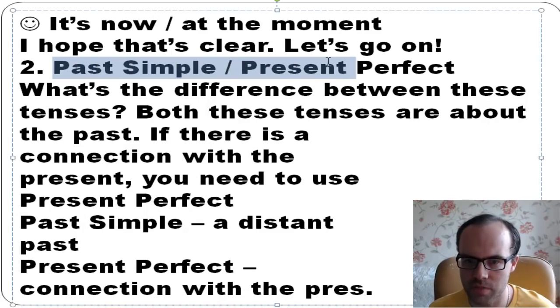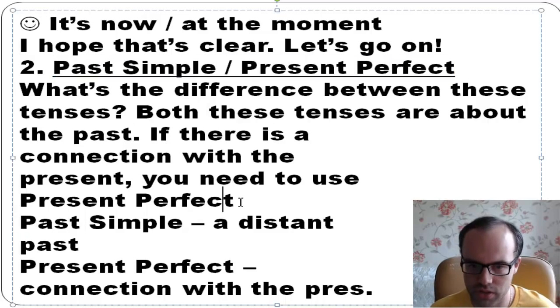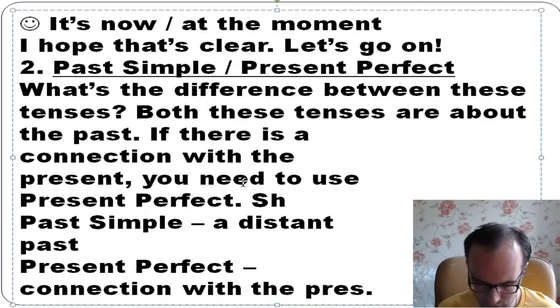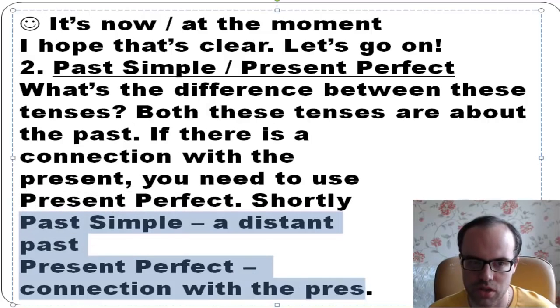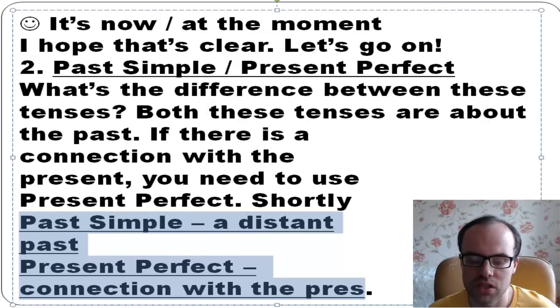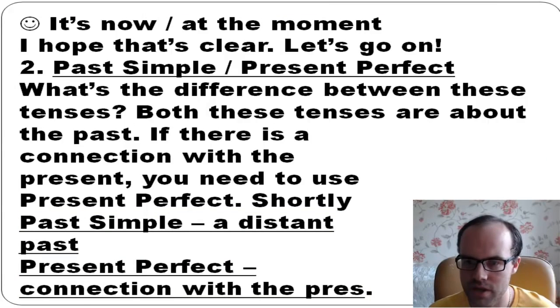Let's go on. Let's talk about past simple and present perfect. What's the difference between these tenses? Both these tenses are about the past. If there is a connection with the present, you need to use present perfect. Shortly, we can say the following: past simple is a distant past, and present perfect, if we see a connection with the present.